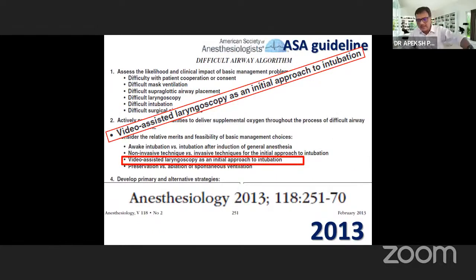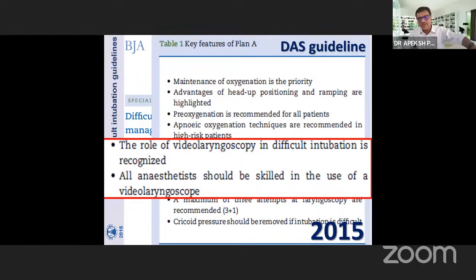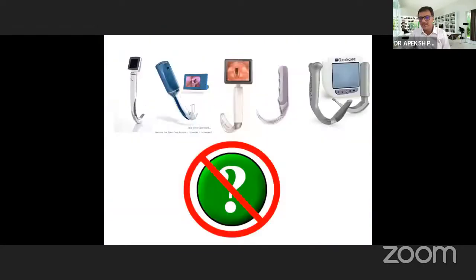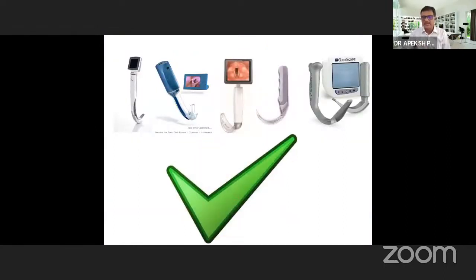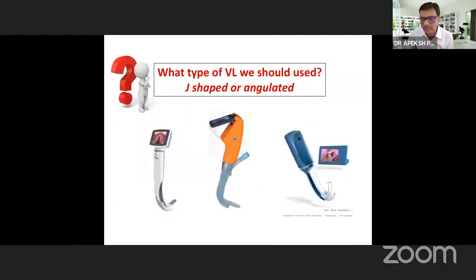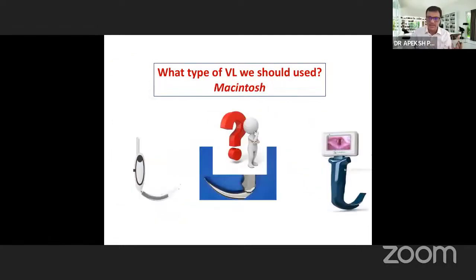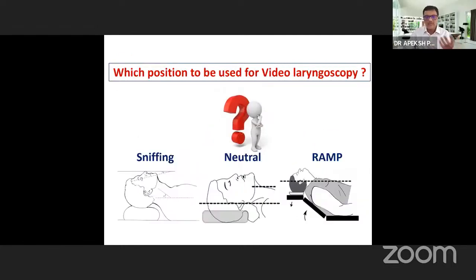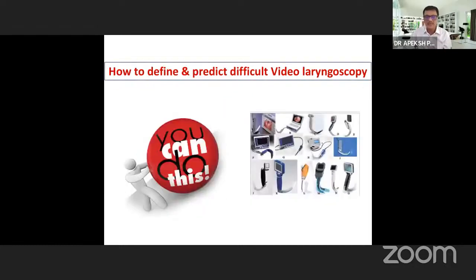And most of the guidelines, as discussed, suggested the use of video laryngoscopy as an initial approach. So video laryngoscopy has proved its ability. But the important thing is where we are lacking: which type of video laryngoscope we use. Hyperangulated, angulated, channel, non-channel, Macintosh type; which position we should use, sniffing, neutral, ramp; and we don't have definitive criteria to predict the difficult laryngoscopy.